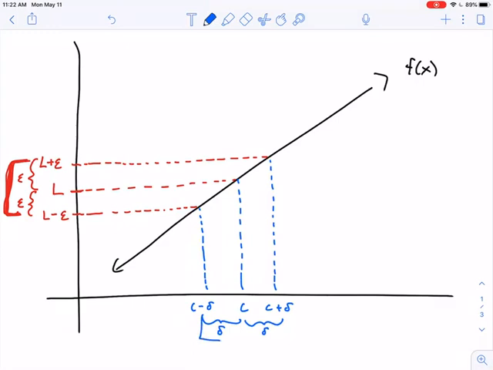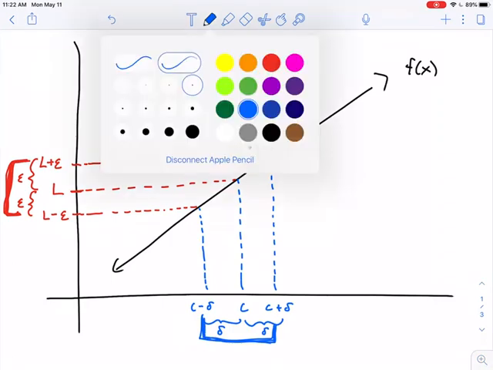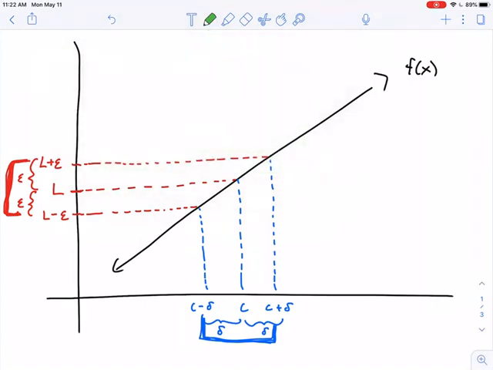So what the limit says, if we've done this correctly, is we're going to find a delta so that if you choose a number that is within delta units of C, so that means if I choose a number between this point here and this point right here. So if I just pick this point right here, and I plug that into my function, it's going to land me between L minus epsilon and L plus epsilon.